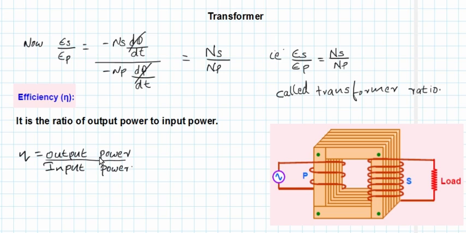That is the efficiency. So what is the physical meaning of efficiency? You are giving some amount of energy to the transformer, and how much work has been done using that energy. That is the meaning of efficiency.